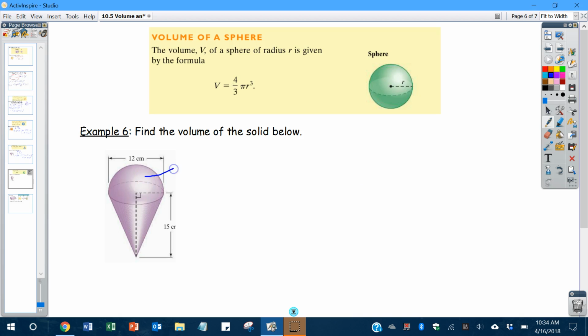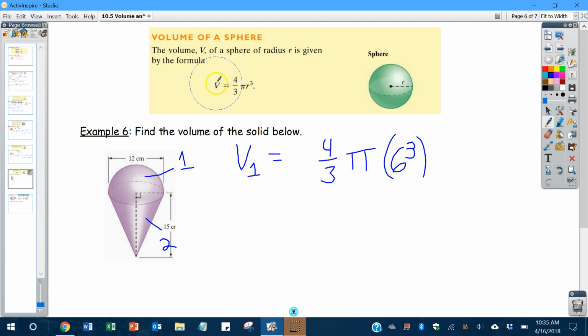Let's call this half sphere figure 1, and let's call this cone figure 2. So when I write some things, you'll kind of know what I'm doing. So let's start with the volume of figure 1, and we're going to use the sphere formula, which is 4/3 times pi times the radius cubed. Now I'm given what looks like the diameter again, so the radius is going to be half of that, cubed. And so that's my volume formula. That's what this whole thing is right here.